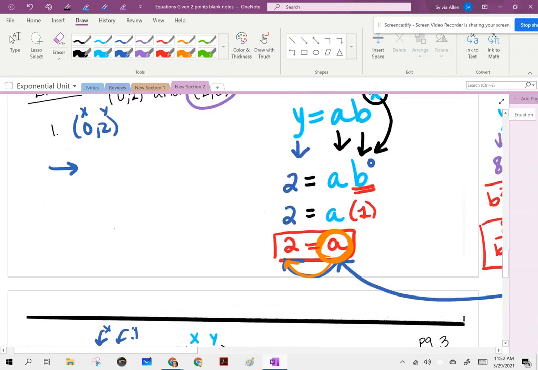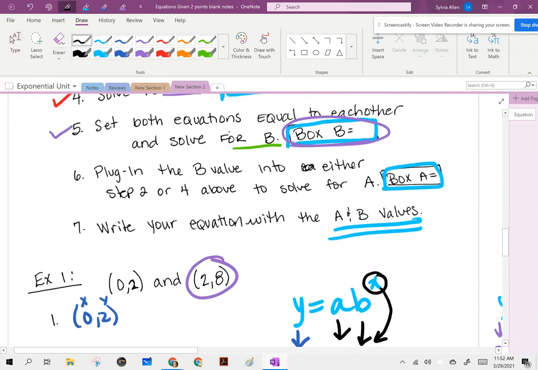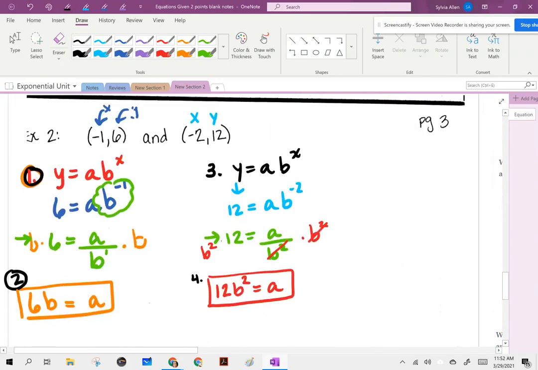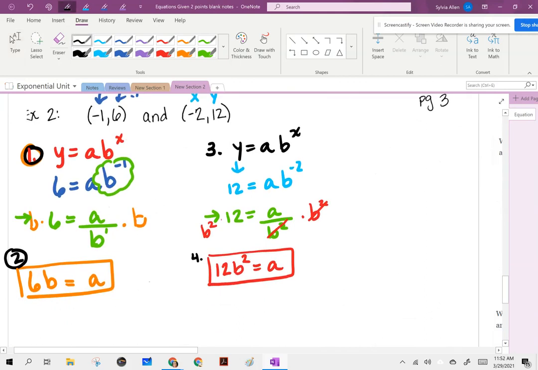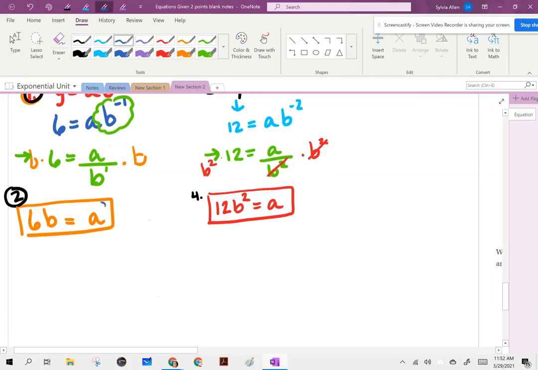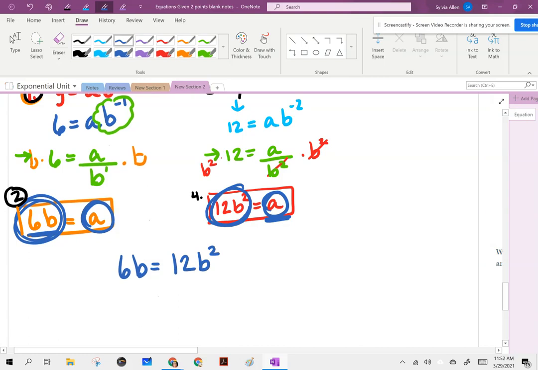Now step 5, if we go back and look, is to set both equations equal to each other and solve for b. So remember what this is saying. a is equal to 6b and a is equal to 12b squared. So what I'm doing is replacing the a with what they equal. So I'm taking 6b and replacing a with 6b, or you could do it the other way, replace a with 12b squared. But either way, we've got 6b is equal to 12b squared. Okay, we're setting these equal to each other. So now we just go ahead and solve for b.